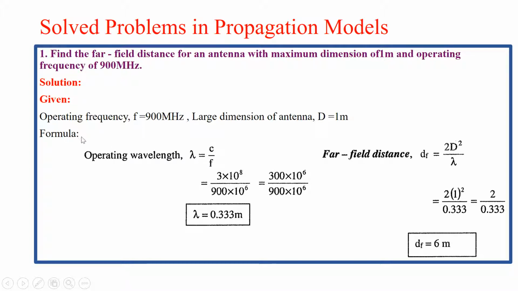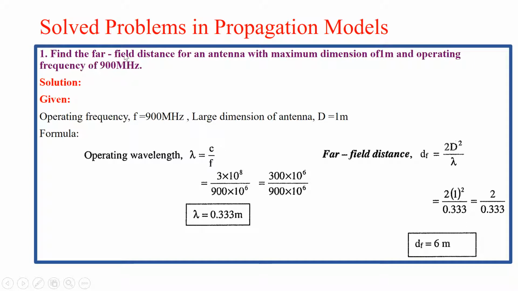So let's go on. The formula I'm going to use is for the operating wavelength. As all know, the operating wavelength lambda is equal to c by f, where c stands for the velocity of light and f stands for the frequency. So the velocity of light is 3 into 10 power 8, divided by the frequency given in our sum, 900 megahertz, so 900 into 10 power 6. When I solve it, I get the operating wavelength as 0.33 meter. Keep it aside.